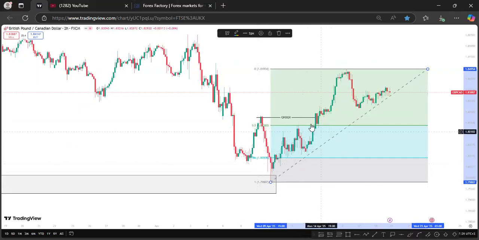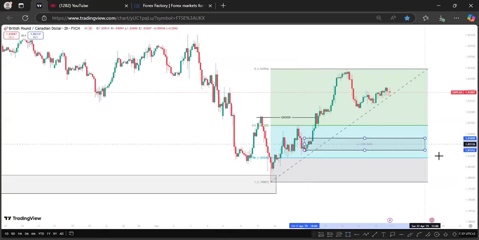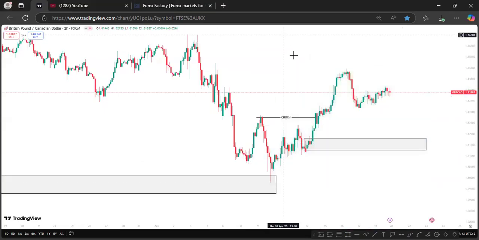So within our discount level, where is the possible order block that caused an impulsive move? We can see that this is an order block here, which was able to cause that impulsive move before price broke structure to the upside. So we are going to mark it out. And now we know that when price gets to this level, it can easily buy.